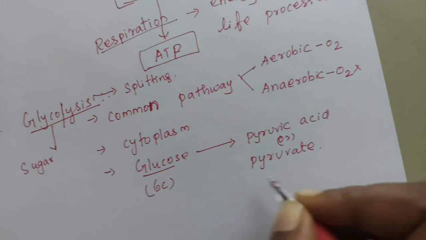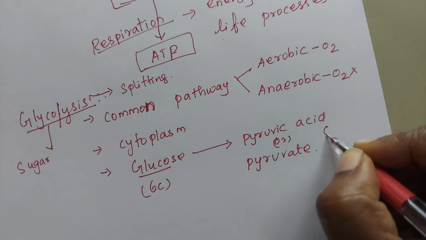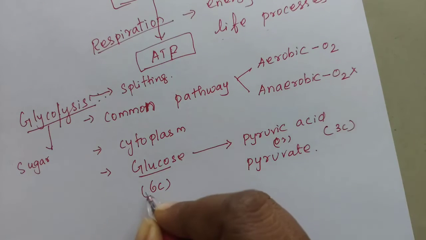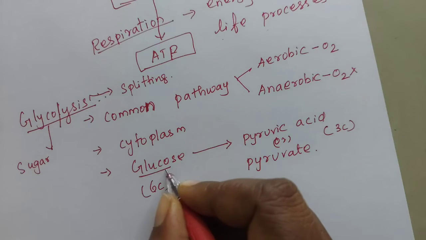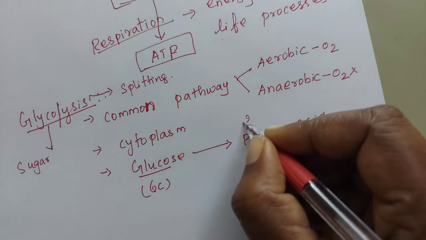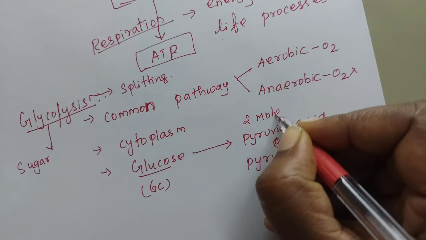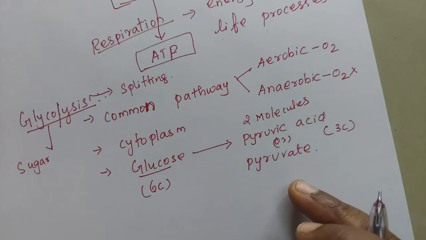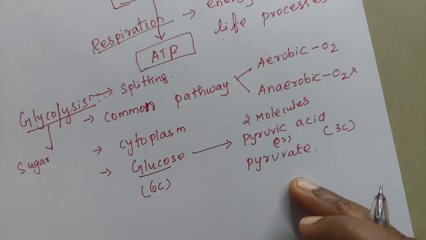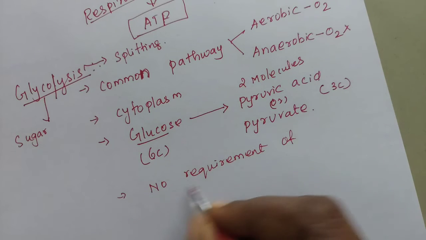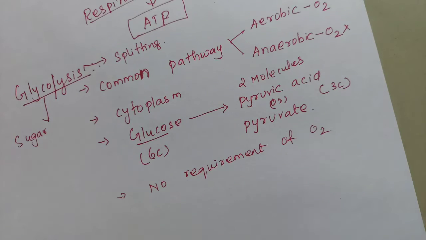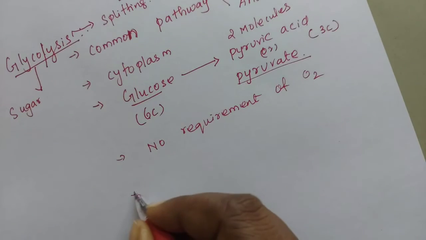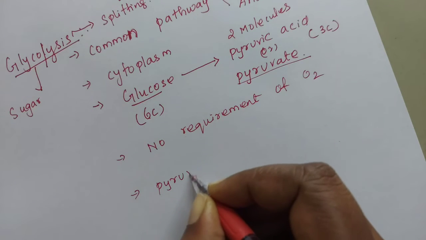Glucose is a 6-carbon compound and pyruvic acid or pyruvate is a 3-carbon compound. So the 6-carbon glucose molecule produces 2 molecules of 3-carbon compound known as pyruvic acid or pyruvate. This process doesn't require oxygen. So no requirement of oxygen. The end product is actually the pyruvate as a result of glycolysis.